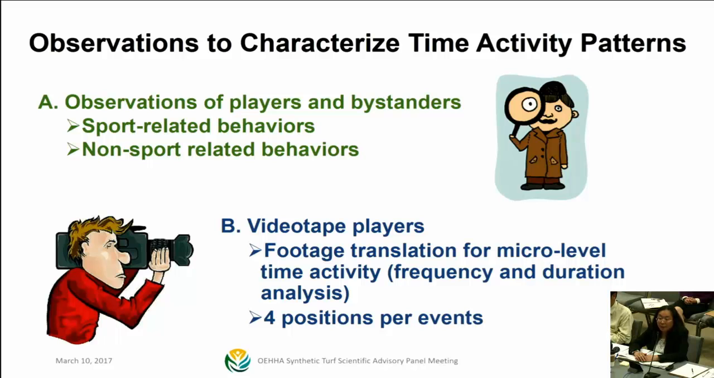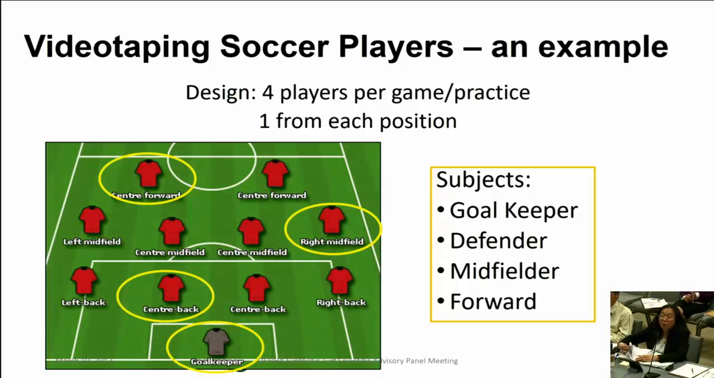At this point, we are planning to videotape 4 positions per event. Taking soccer as an example here, our goal is to videotape different positions in a game or a practice, because different position players do have different activity and different practice. For example, a goalkeeper will have a different set of practice, very different from the forward or the defender, and they will have very different interaction with the field and potentially different exposure.